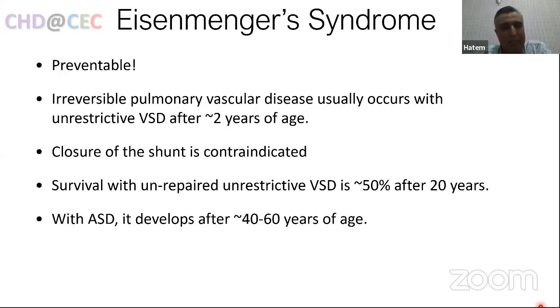Irreversible increase in pulmonary vascular resistance happens with unrestricted VSD after roughly 2 to 3 years of age. When that happens, closure of the shunt is contraindicated. On the other hand, the median survival with unrepaired, unrestricted VSD is roughly 20 years. Patients with ASD develop Eisenmenger syndrome much later, something like 40 to 60 years of age.